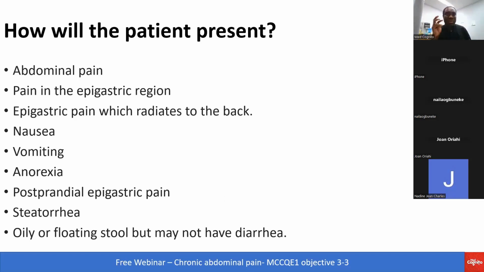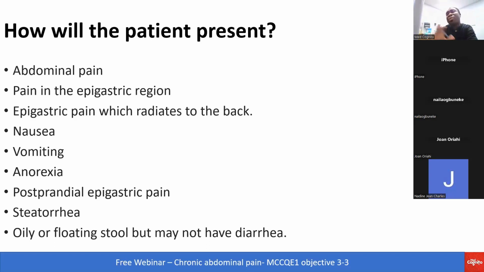Pain in the epigastric region, number three, which radiates to the back. Nausea, vomiting, anorexia, postprandial epigastric pain. The postprandial epigastric pain is similar in chronic pancreatitis and non-ulcer dyspepsia. But in a board exam, the thing which will give out chronic pancreatitis is that the pain radiates to the back. And there's also steatorrhea, and there's oily or floating stool. These are the things you want to watch out for.